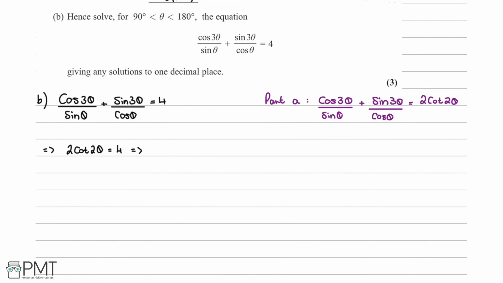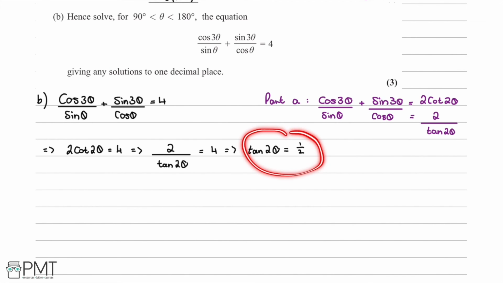So therefore, we'll just note down here that this is then going to be equal to 2 divided by tan 2 theta. So then going back to what we have, we can write that 2/tan 2 theta is going to be equal to 4. So we can then multiply both sides by tan 2 theta, which will give us 2 is equal to 4 tan 2 theta, and then we can divide both sides by 4. So this will give us tan 2 theta on its own. So we have tan 2 theta is equal to 2/4, and we know that that is equal to 1/2.